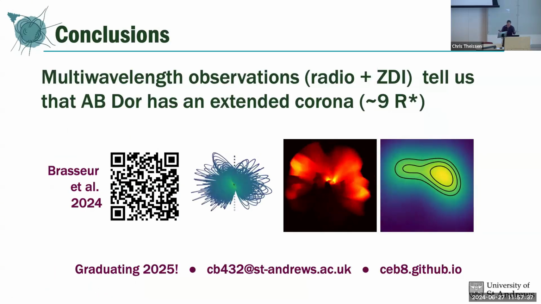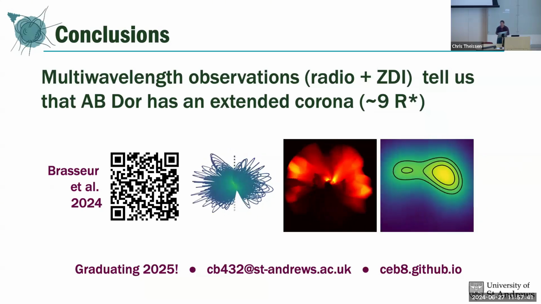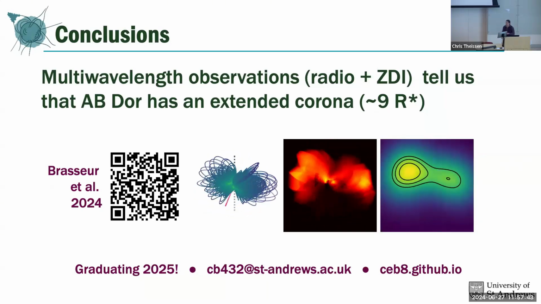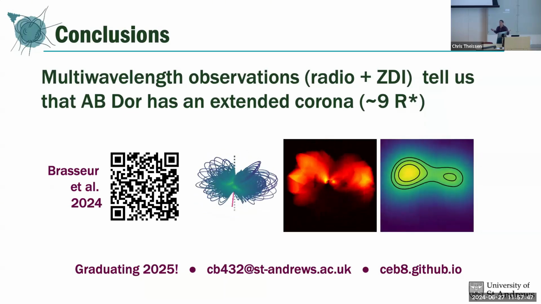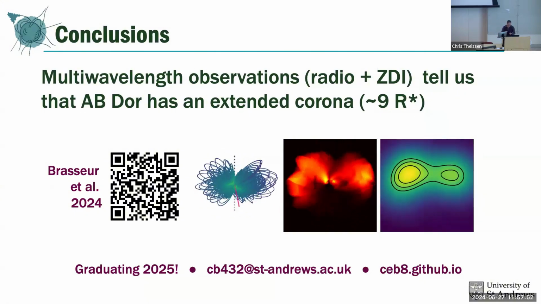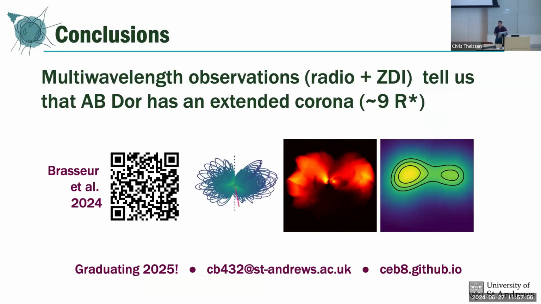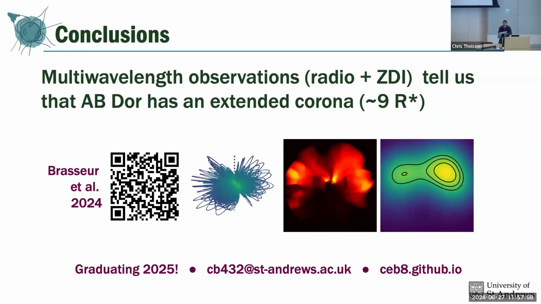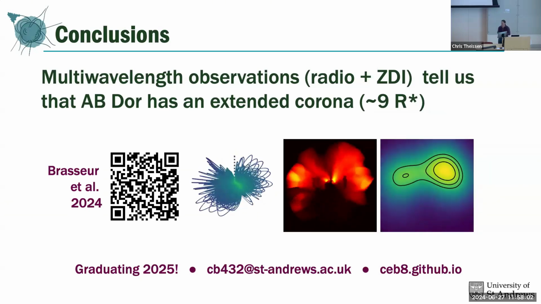So my conclusion is that we can use this multi-wavelength technique to get information about the size of the corona. We've done it for AB Dor. All we need is more of this data to do it for other stars. And we know now that AB Dor does have an extended corona as predicted, and that is probably going to be true then of other similar stars. Thank you.